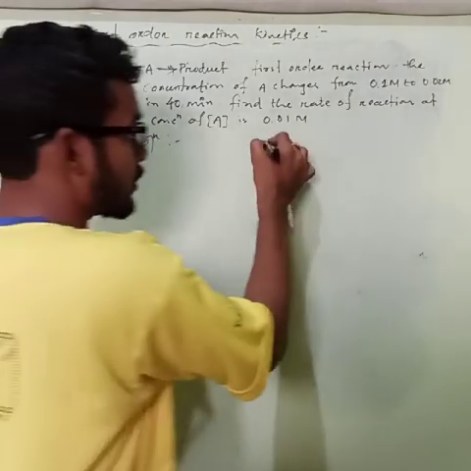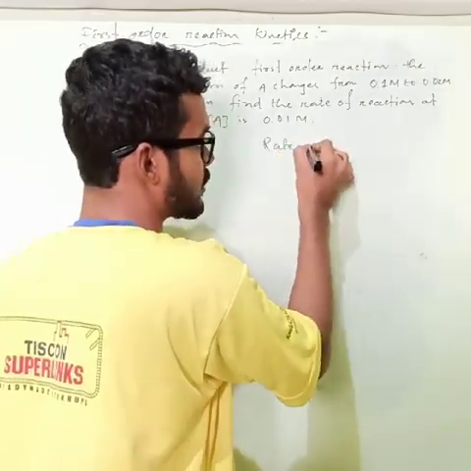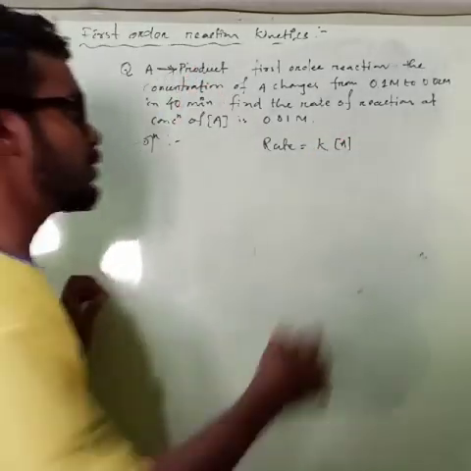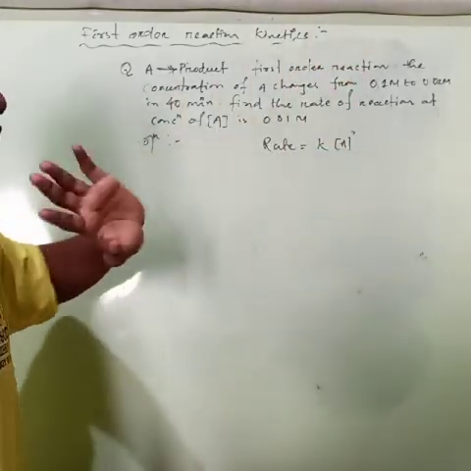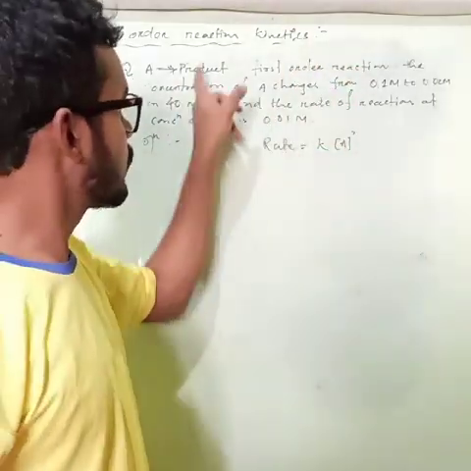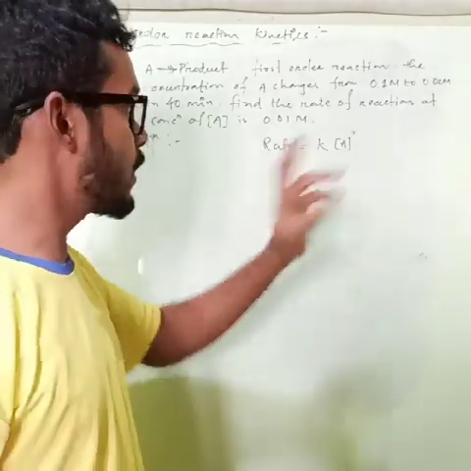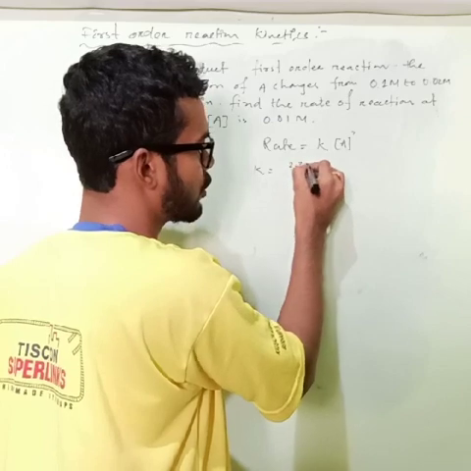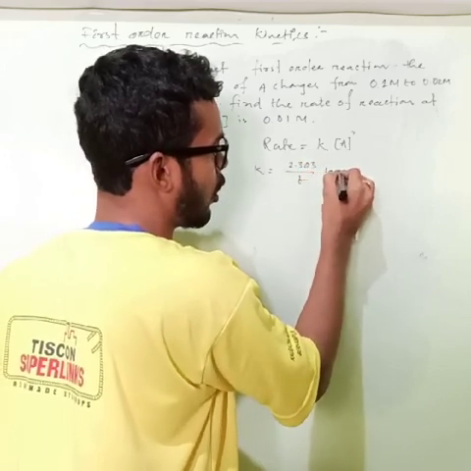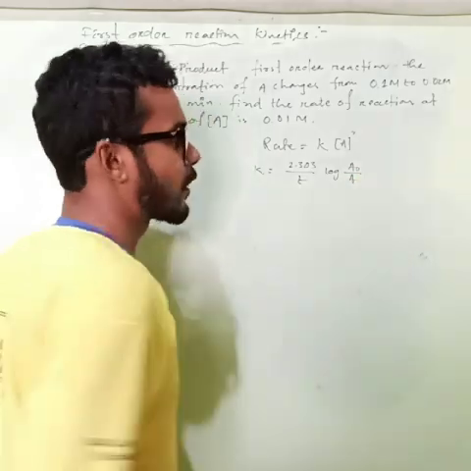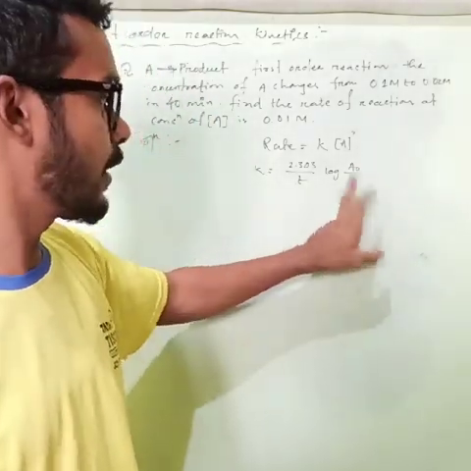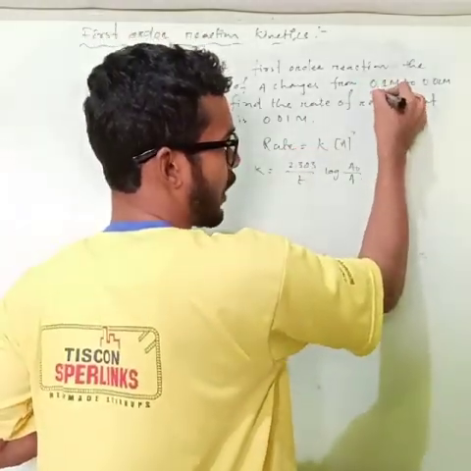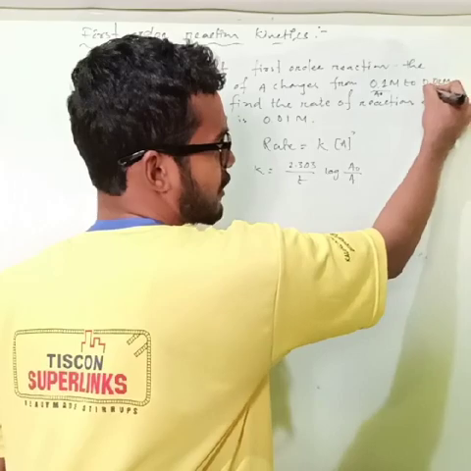We know that rate equals k into concentration of a for this first order reaction. We don't know k, so first find the value of k. The formula is k equals 2.303 by t log a naught by a. A naught is the initial concentration, and a is the final concentration that has been given.